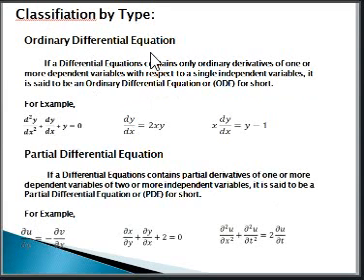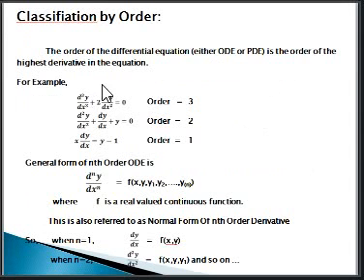Classification by type: ordinary differential equations. If a differential equation contains only ordinary derivatives of one or more dependent variables with respect to a single independent variable, it is called an ordinary differential equation. Classification by order: the order of a differential equation is the order of the highest derivative in the equation. For example, a third order, second order, first order differential equation, general form, and its order.